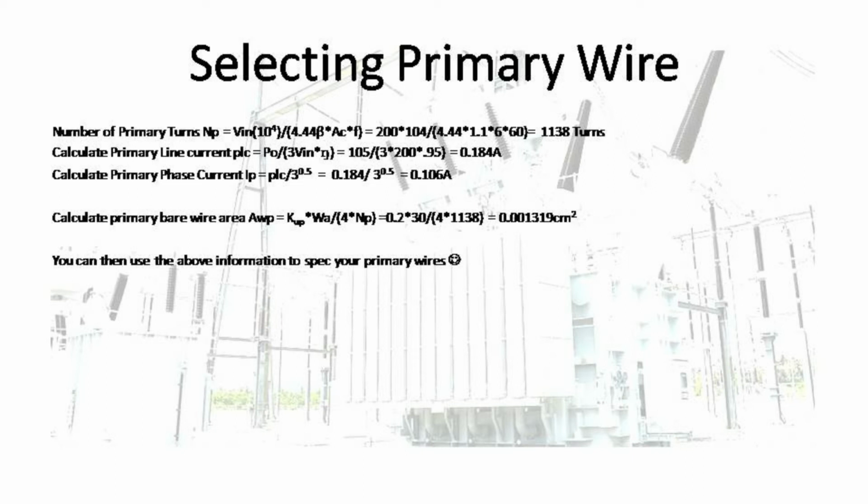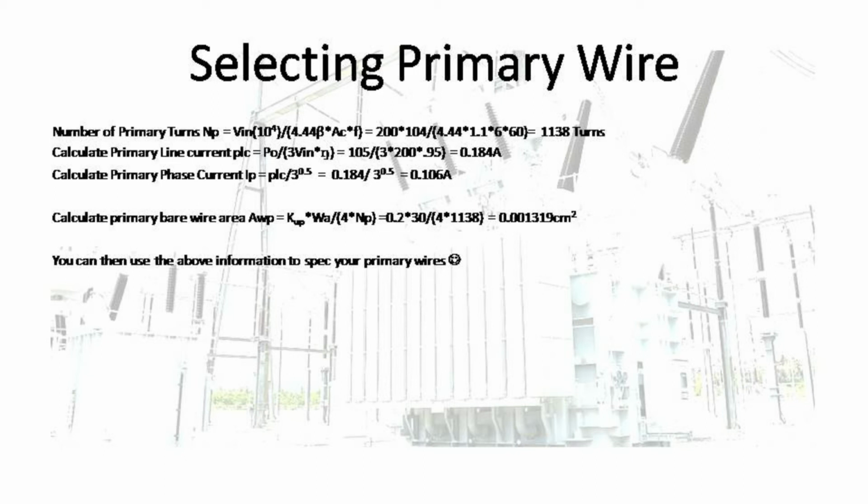Now, with the number of turns calculated, you can calculate the primary line current, which uses the formula PO, which is the output power, over 3 times the input voltage times the efficiency, which you get as around 0.184 amps. But your main goal is not to calculate this. Your main goal is to actually calculate your phase current, which is your line current divided by root 3, which equals 0.106 amps.